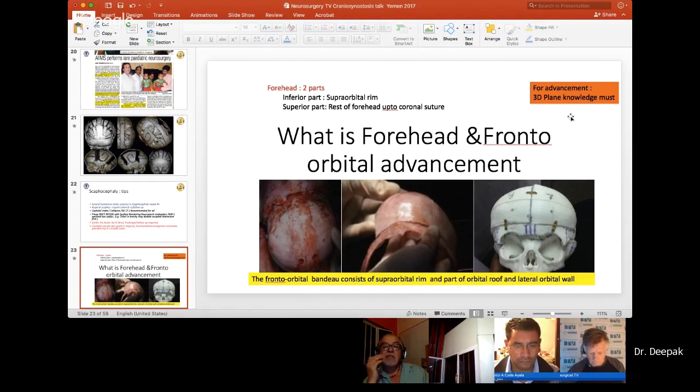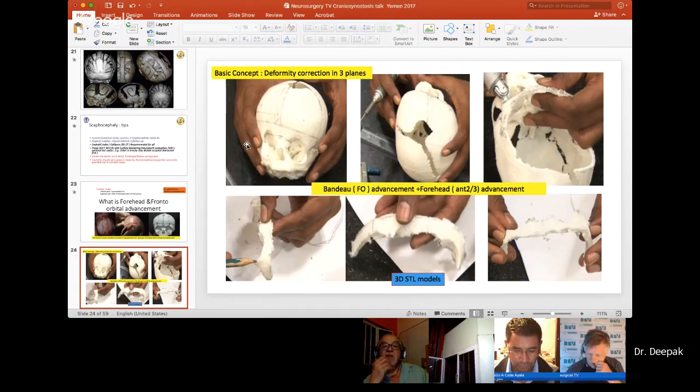But for doing this, absolute knowledge of 3D planes is very, very important to the surgeon, because the basic concept in the deformity correction of this patient is you have to do deformity correction in 3 planes: anterior, posterior, superior, inferior, and side to side. And you can see out here, before the surgery, I usually make my 3D STL models of these children, and I plan out before the surgery what cuts I have to give in the frontoorbital bandeau to give a nice shape, because at the end, whatever shape you give to this frontoorbital bandeau, the same shape will be taken by the forehead and by the growing head of the child.